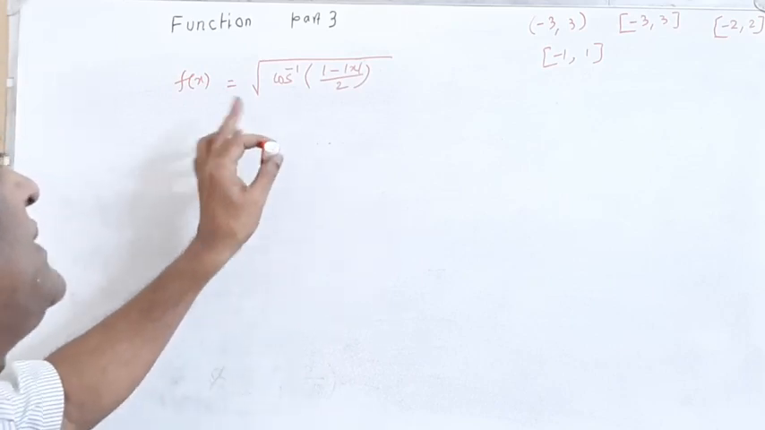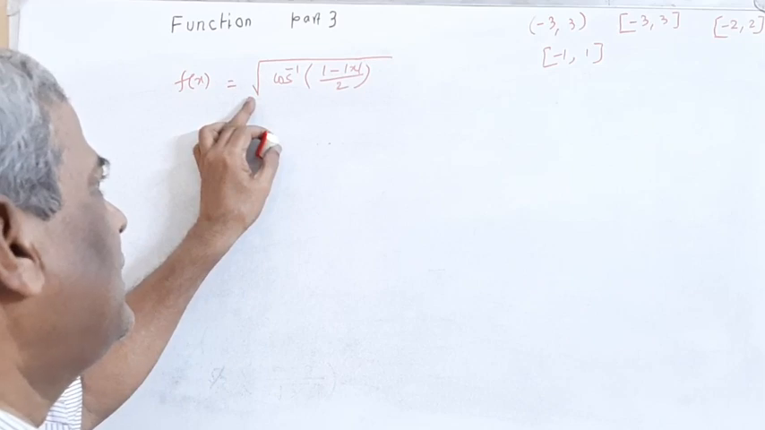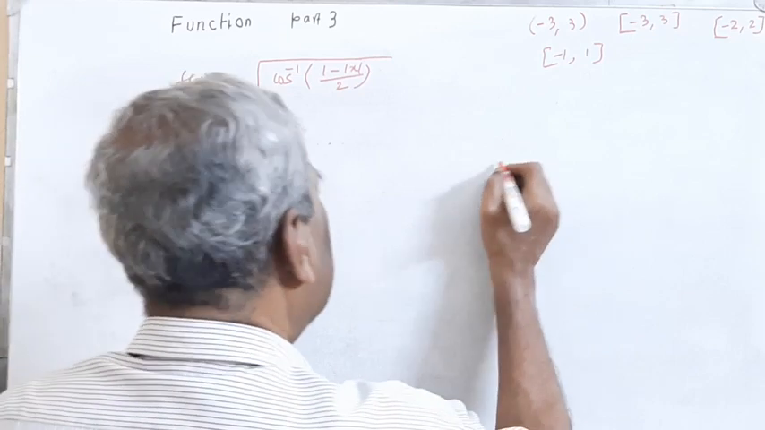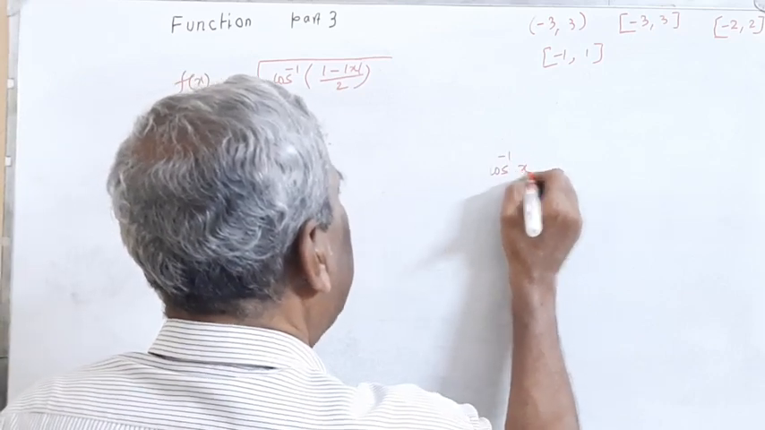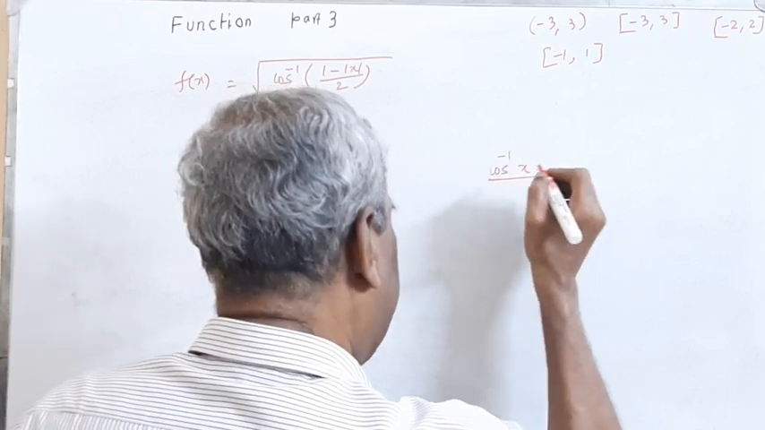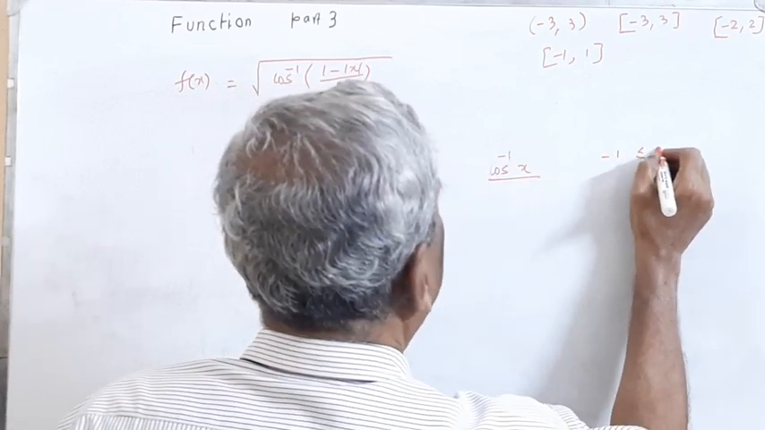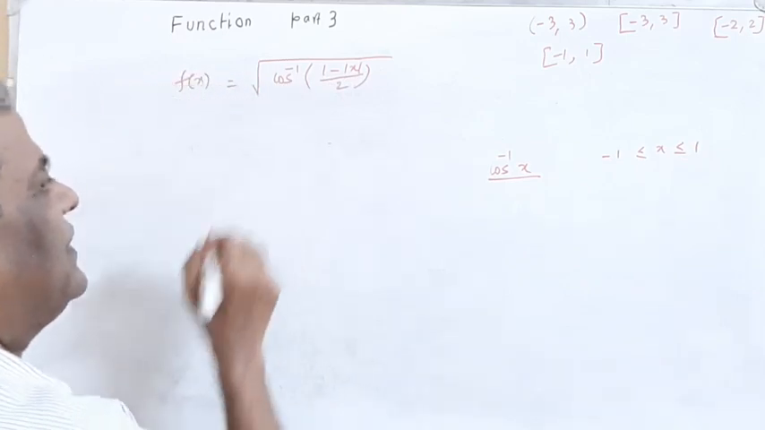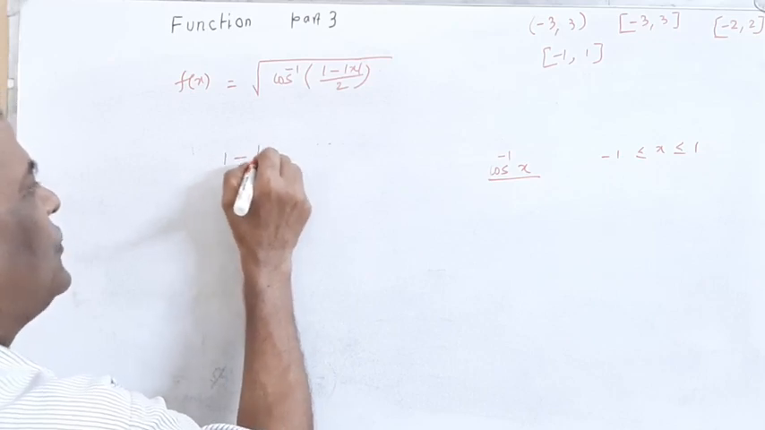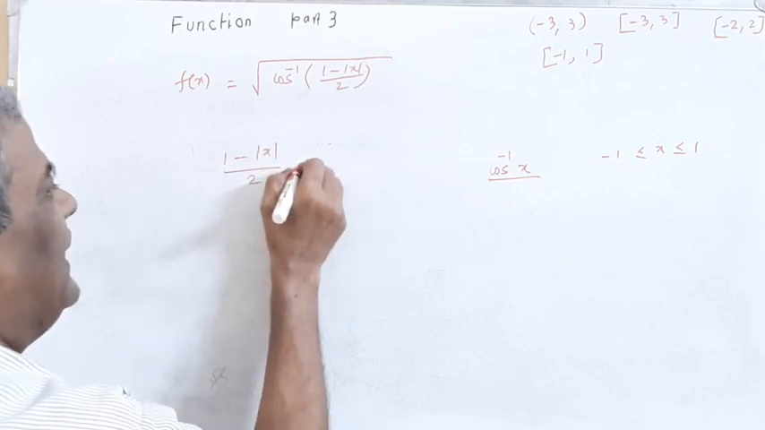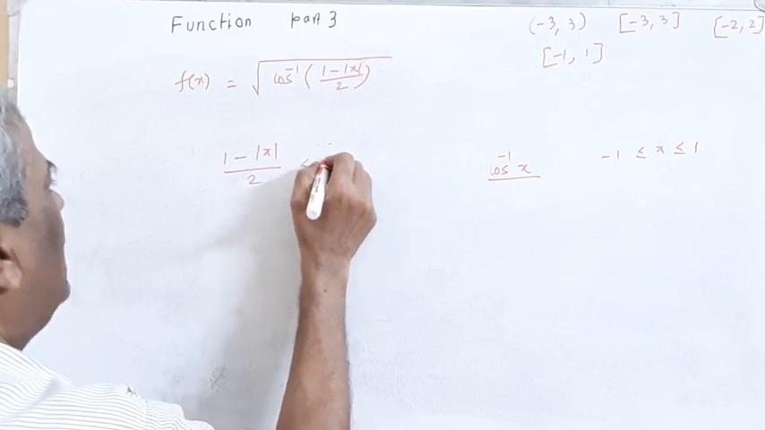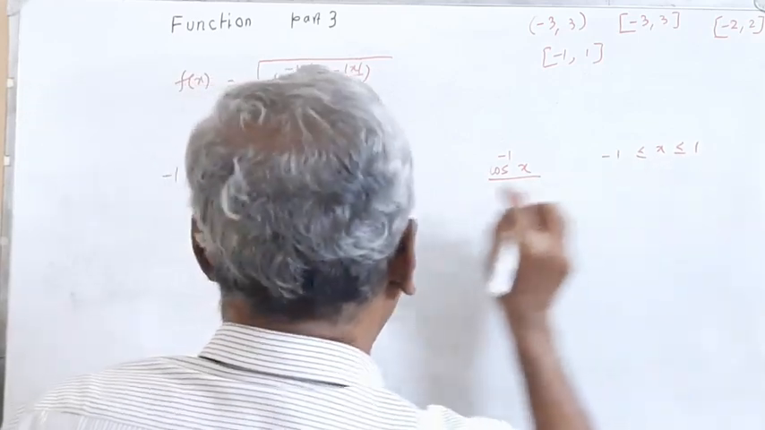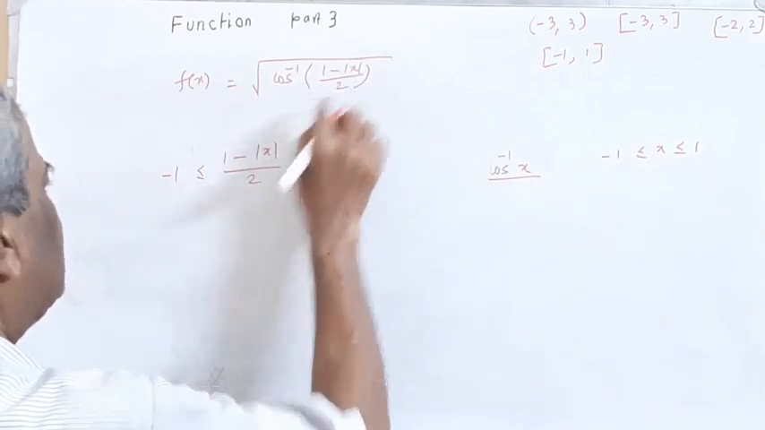So it is basically square root number 1 and inverse function cos inverse x. We know that cos inverse x is defined if minus 1 is less than or equal to x less than or equal to 1. So here we get 1 minus mod x by 2 is less than or equal to 1. That is, this lies between minus 1 and plus 1, the argument of the cos inverse function.